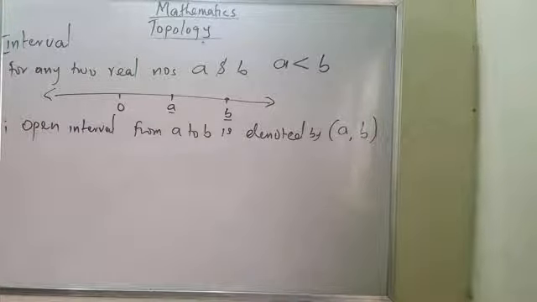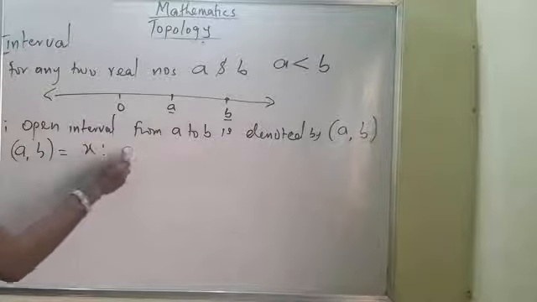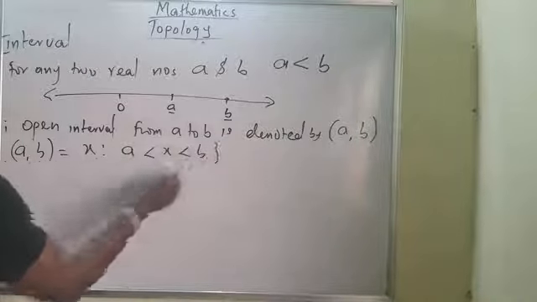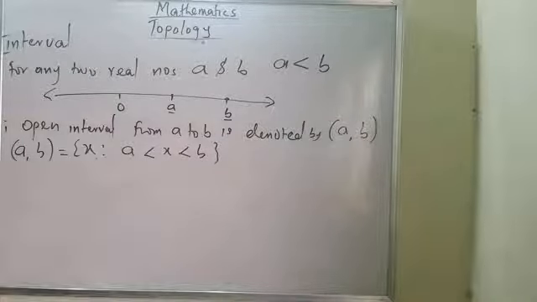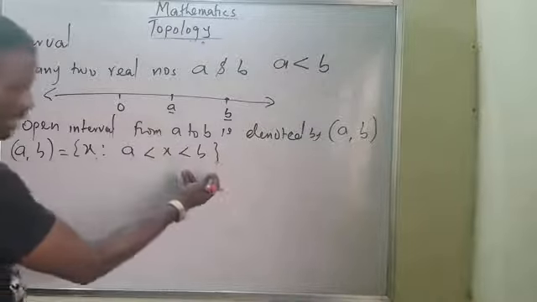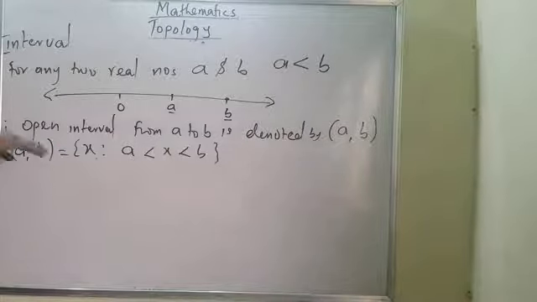Now, if I want to explain it to a layperson, somebody that does not understand mathematics very well, I'll say (A, B) is an open interval, which is equal to the set of S, that is to say, A less than S less than B. That is the interpretation. A less than S less than B. When you have something like this, it is an open interval.